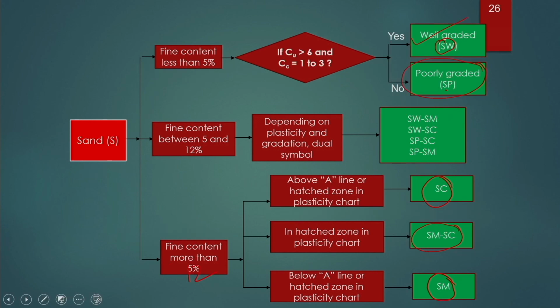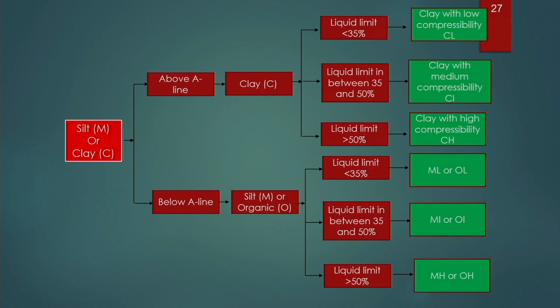Similarly, for sand also, if the fine content is between 5 and 12%, then we need to find out whether it is SW-SM or SW-SC or SP-SC or SP-SM. So, this is for a coarse grained soil. Next, for a fine grained soil. If the fine content is more than 50%, then the soil can be known as silt or clay.